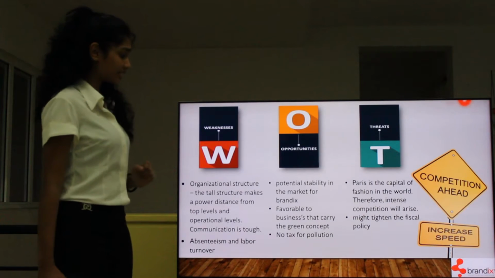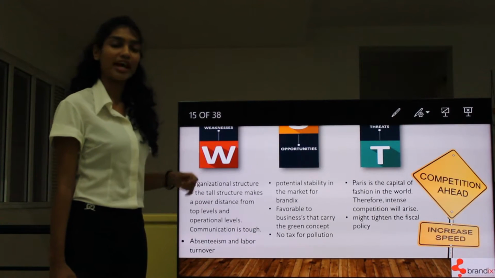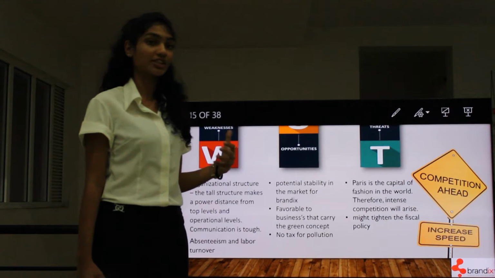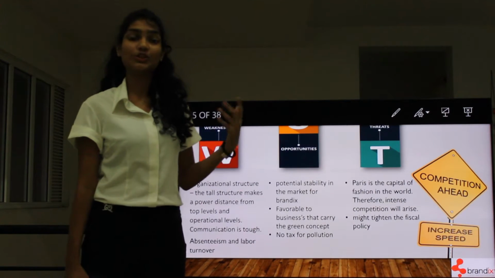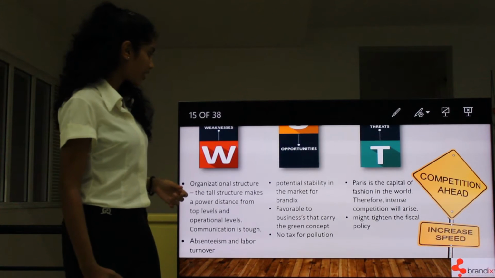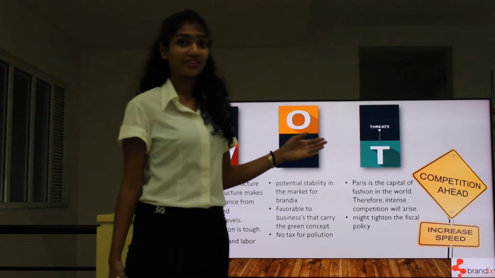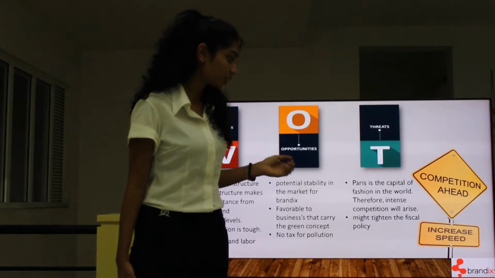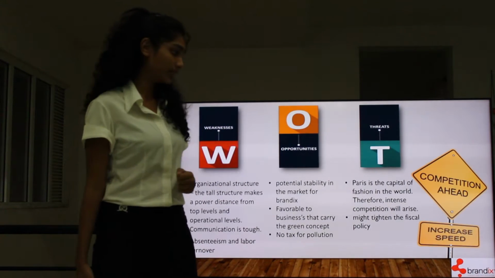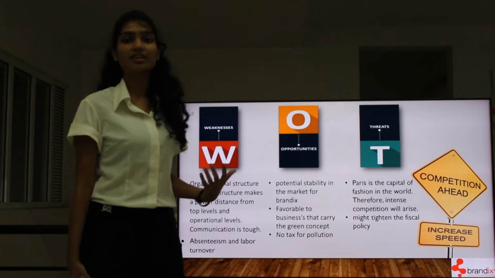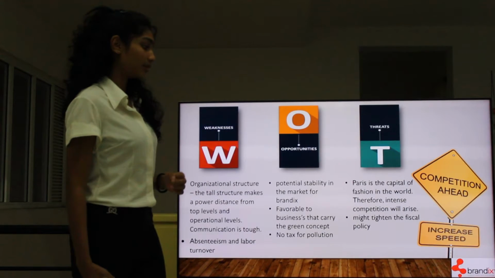One of the weaknesses is that they have a tall structure. As shown before, they have a tall structure, so communication between the top level and the operational level is going to be difficult. And the threats. One of the major threats is that Paris is the capital of fashion in the world, and therefore intense competition will be present.